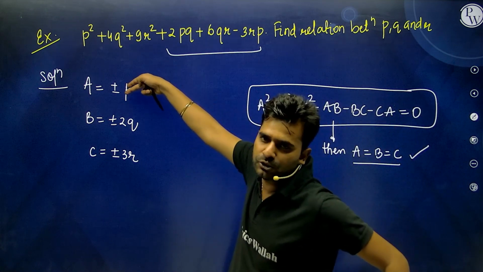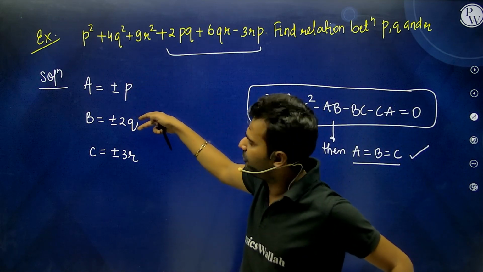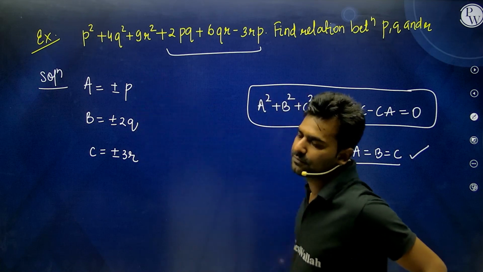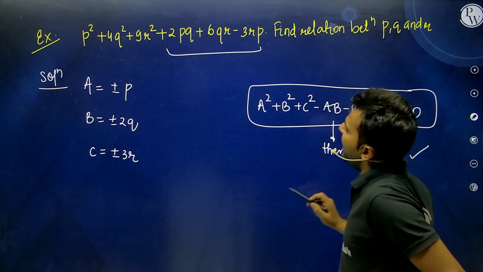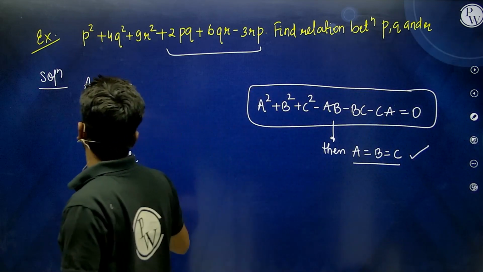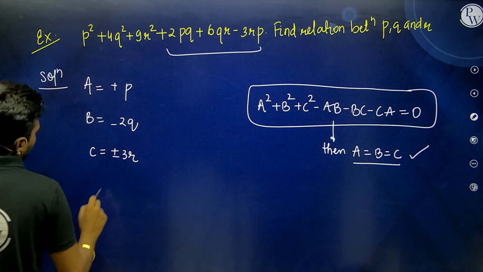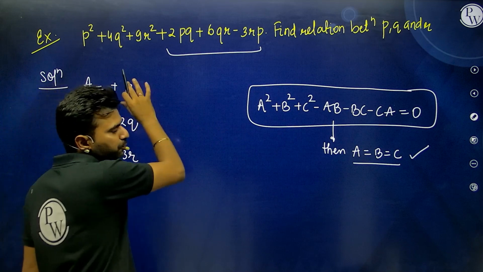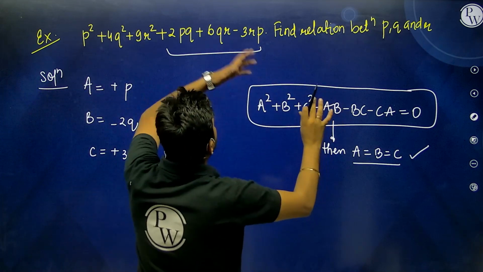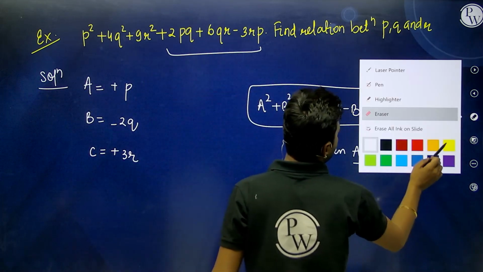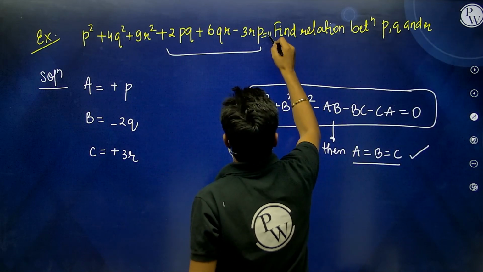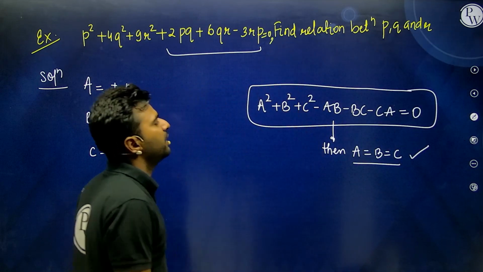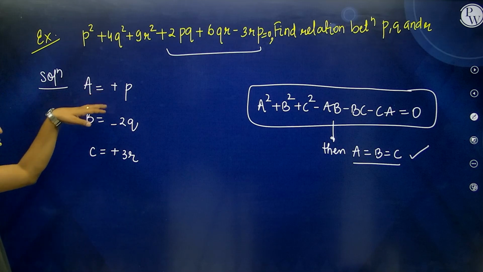Out of these two, what should be the value of A? Out of this, what should be the value of B? What should be the value of C? Try to think. If I take A as, let's say, P, B as minus 2Q, and C as plus 3R, can you feel that putting these values over here will give you the exact same equation only? Let me write down equal to 0 over here. Yes or no? Feel it?